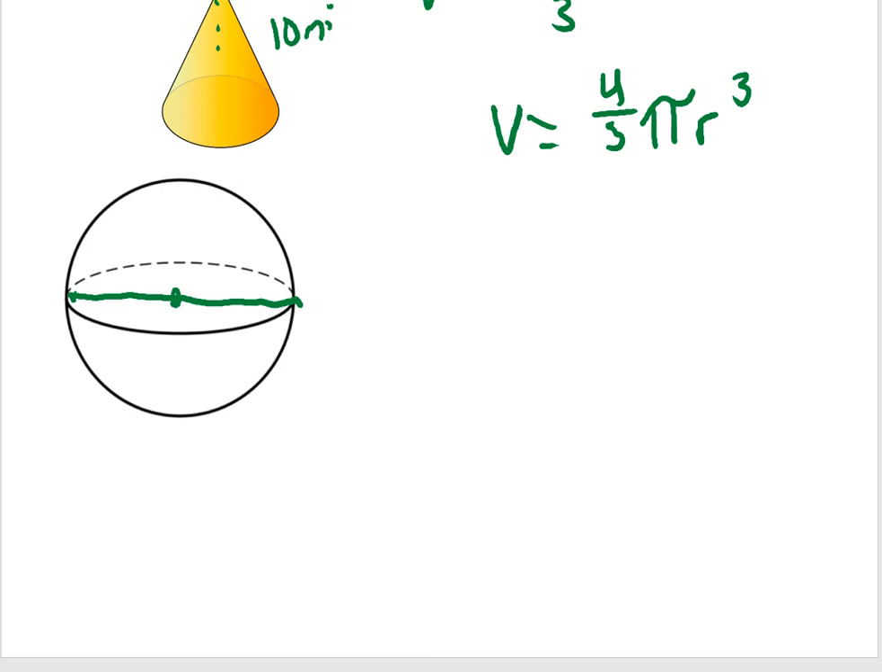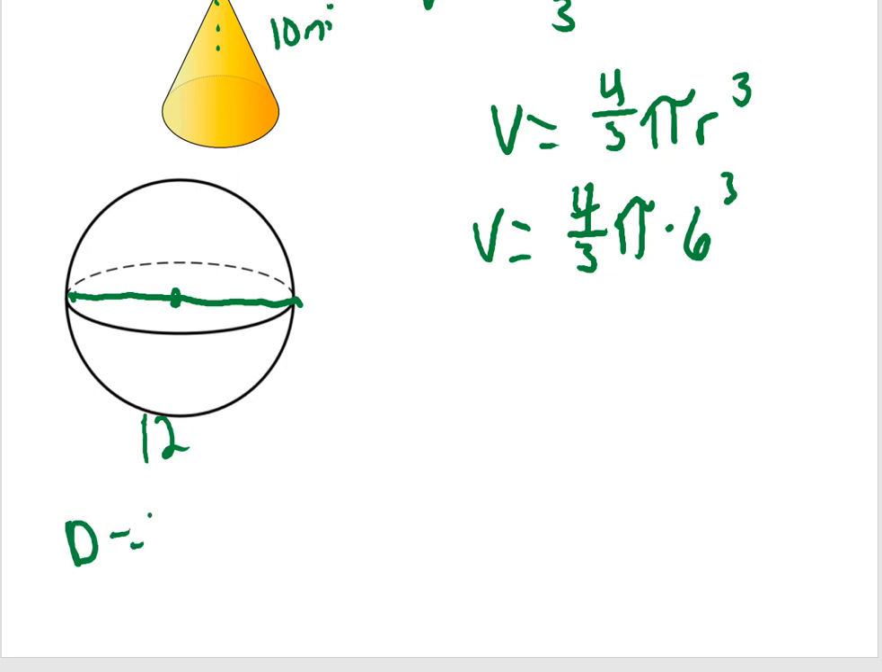All right, so the diameter here is, let's say, 12. Well, we are going to say the volume is 4/3 pi. Our radius is 6 because the diameter is 12. We need half of that, which would be 6. So the volume is 4/3.